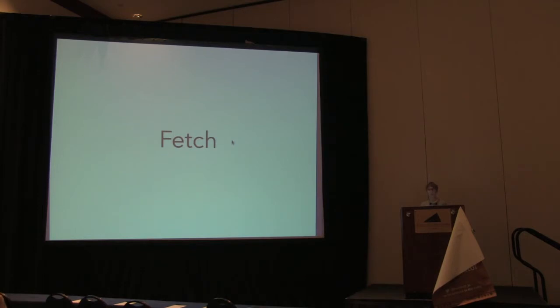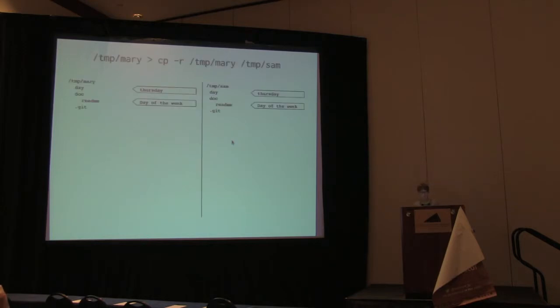We'll start with fetch, which is not that commonly used, but actually is used all the time because it's part of another command, which we'll get to in a second. So what I'm going to do is make a new repo, right? And I'm just going to use the command cp to do that. So cp is a Unix command which will copy a thing to another thing. So in this case, we're copying a directory Mary to a new directory Sam.